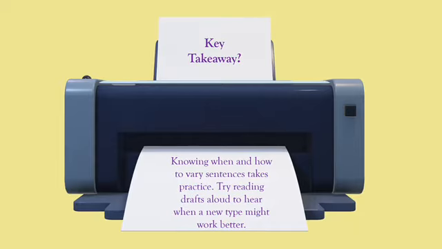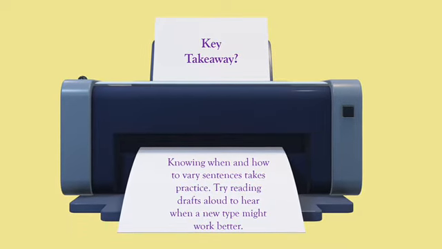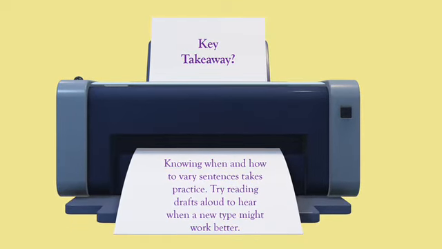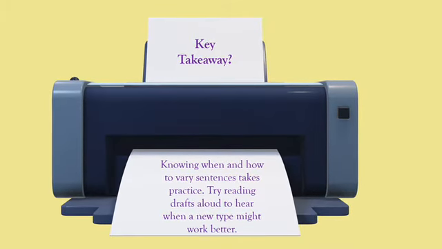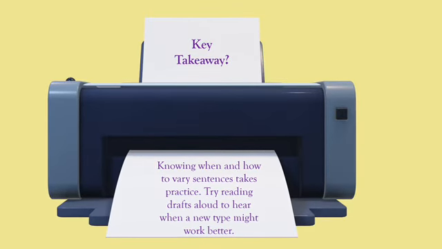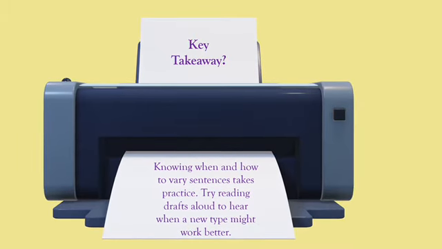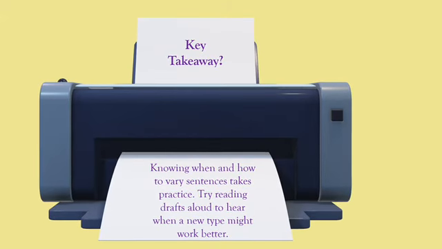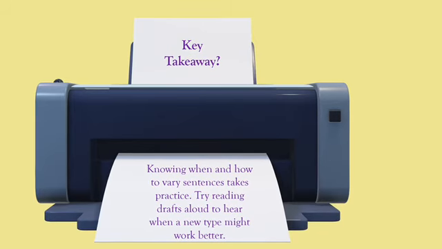So what's the key takeaway this week? Well, you got to know when and how to vary your sentences, and that takes practice. I would suggest that you try reading drafts aloud to hear when a new type of sentence may work better. So if you're gasping for breath in the middle of your paragraph, that may be a time to put in a simpler sentence or just a complex sentence. If you're feeling like each sentence is just very short and choppy and you're not really getting the flow of what you're trying to say, you may try a compound complex sentence here or there. But reading aloud tends to help students know how their work is actually being perceived versus what they think they're trying to communicate.